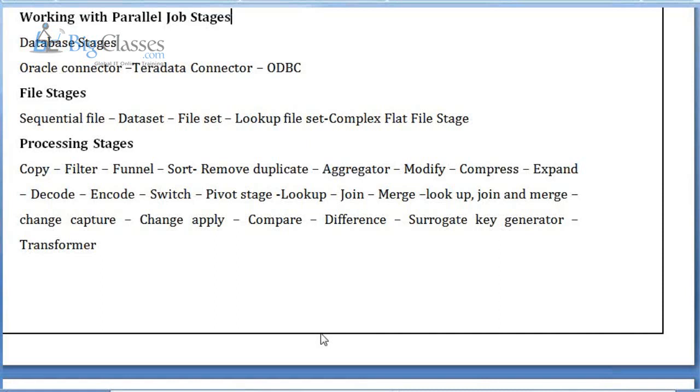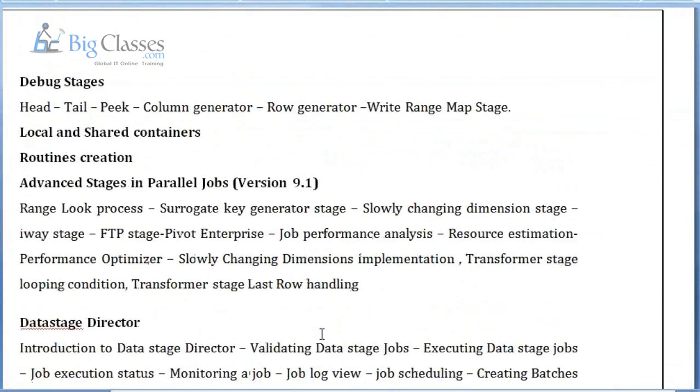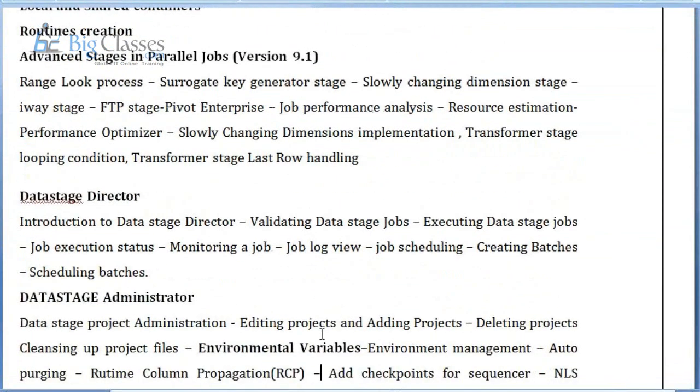We'll have some processing stages. Those are going to be copy, filter, funnel, sort, remove duplicate, aggregator, modify, compress, expand, decode, encode. All these different processing stages we can use to do processing operations. Operations on the data we can perform. Then we'll go for advanced versions of DataStage. Advanced stages that we have in 9.1.